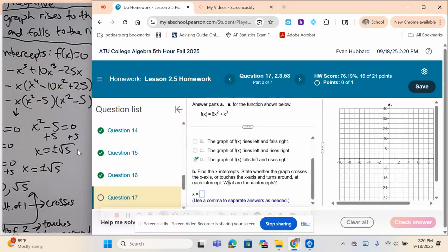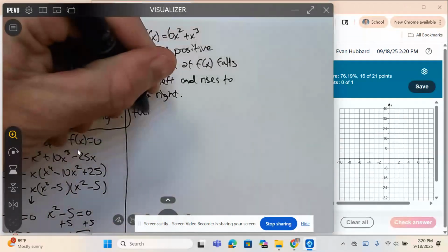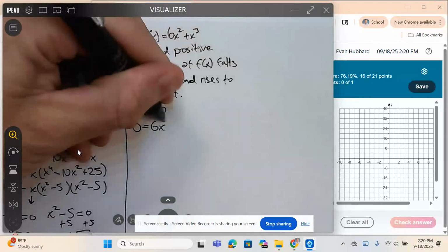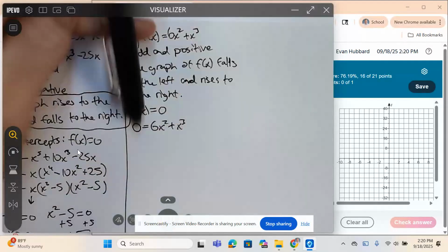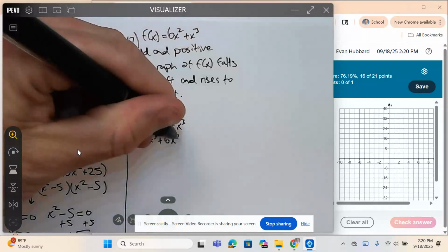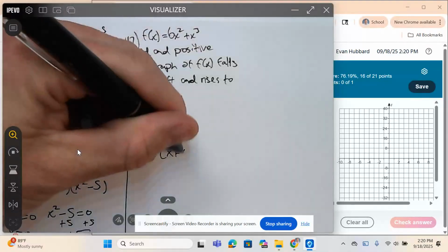All right. The x-intercepts. So the x-intercepts are when f of x equals 0, when it crosses the x-axis. So we're going to set this equal to 0: 6x squared plus x cubed. And I'm going to rewrite this. I'm going to factor out x squared. So I've got x plus 6.